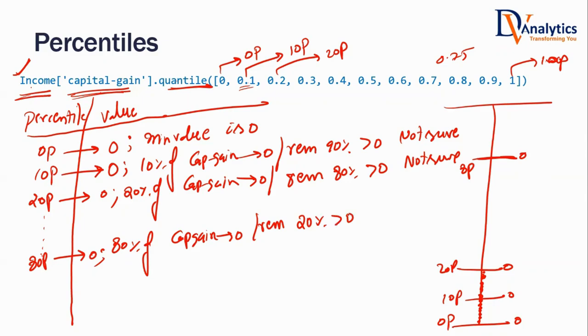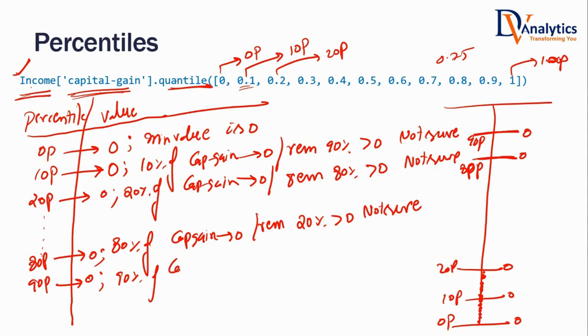Greater than 0. Are you absolutely sure or not sure? Not sure. I have seen only 80% of the data. I'm not sure about the remaining 20%. Not sure. What is the 90 percentile value? 0. The 90 percentile value is also 0.